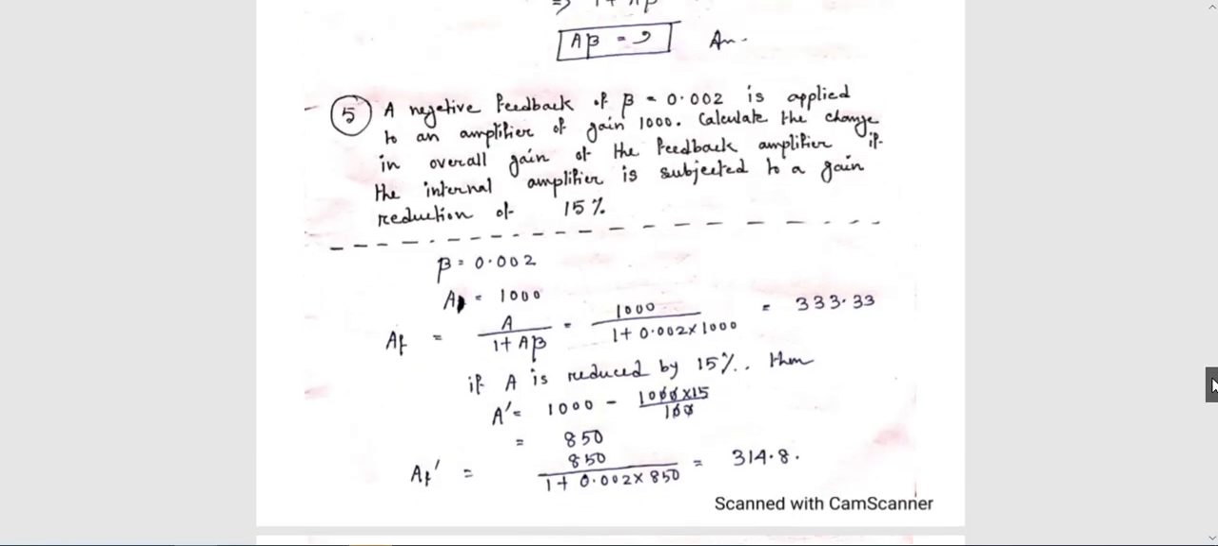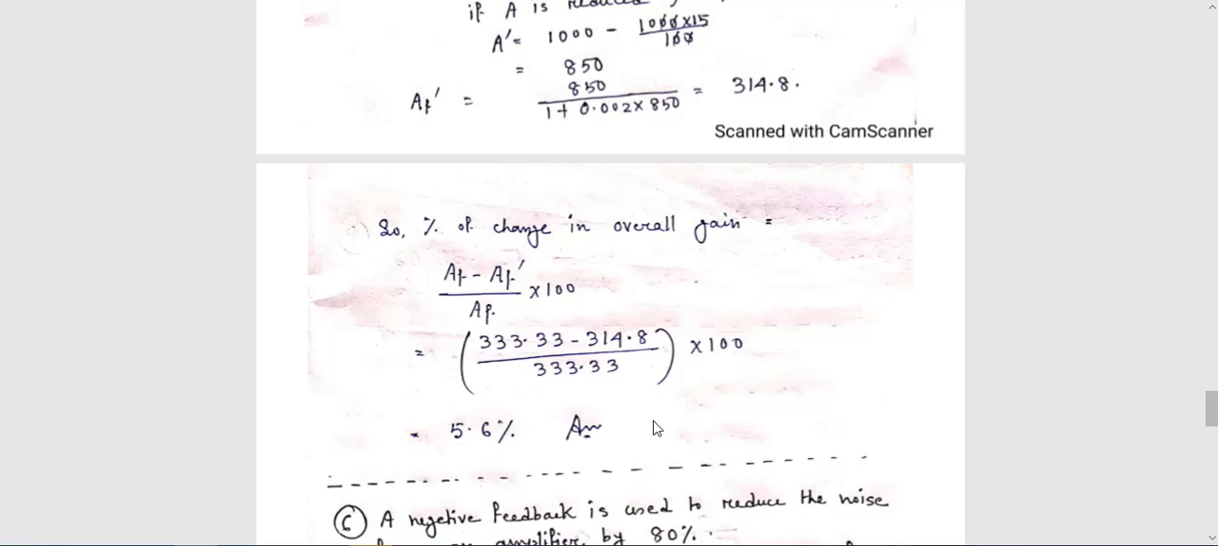Now your question is to calculate the change in overall gain. First your gain was AF, then it is AF dash. That means what percent of change will occur? The formula is (AF minus AF dash) divided by AF, into 100. So if you calculate this, your result is 5.6%. That means first you have closed loop gain 100%, say, and if your internal gain is reduced by 15%, then your overall closed loop circuit gain changes by 5.6%.